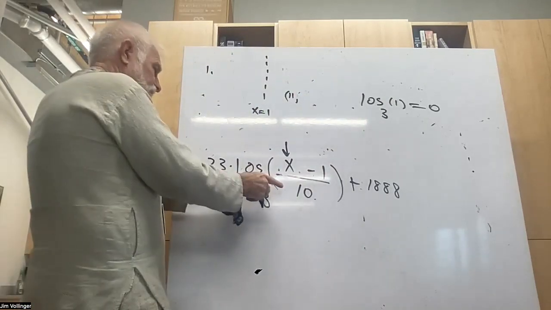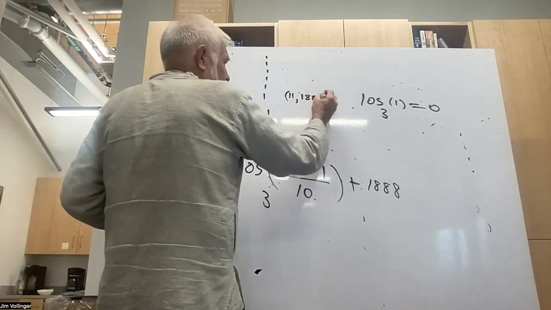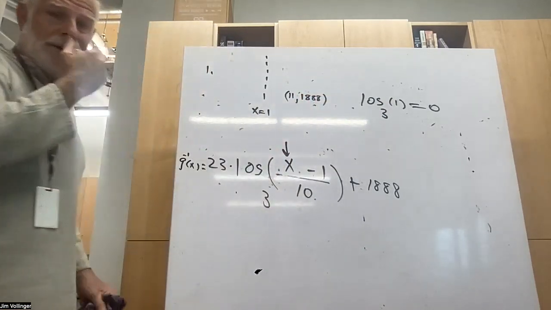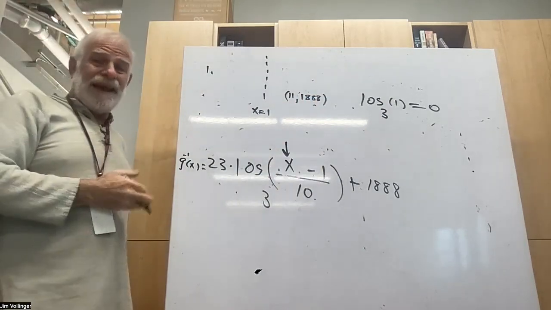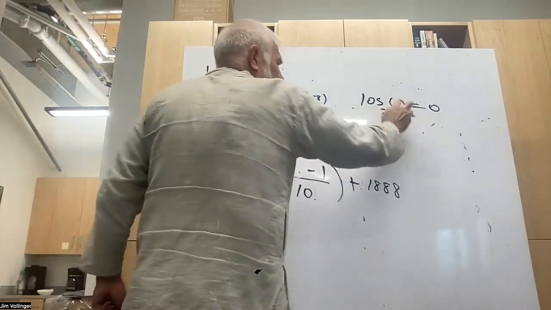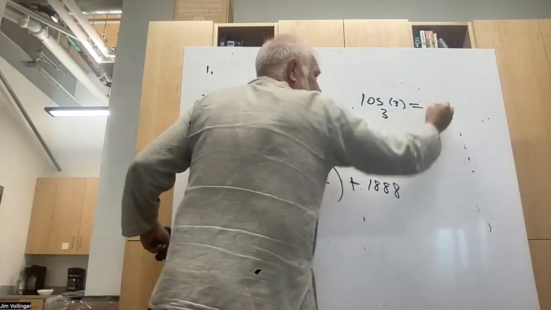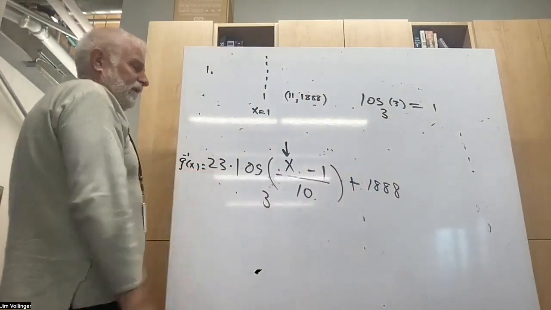So that becomes 0. That becomes 0. You get 1888. I erased it before, but a minute ago, 1888 got us 11. And then we want to make this a 3, because that's easy. Multiplying by 1 is easy.